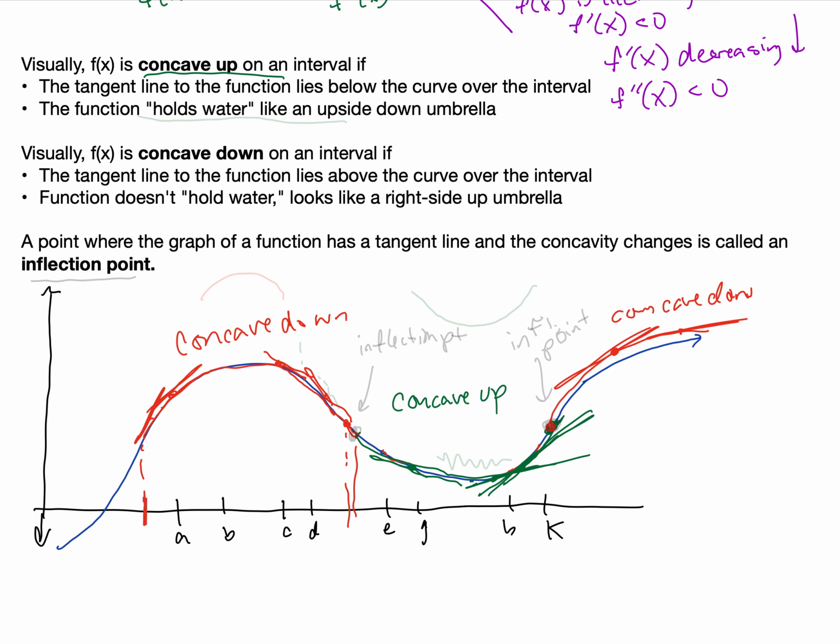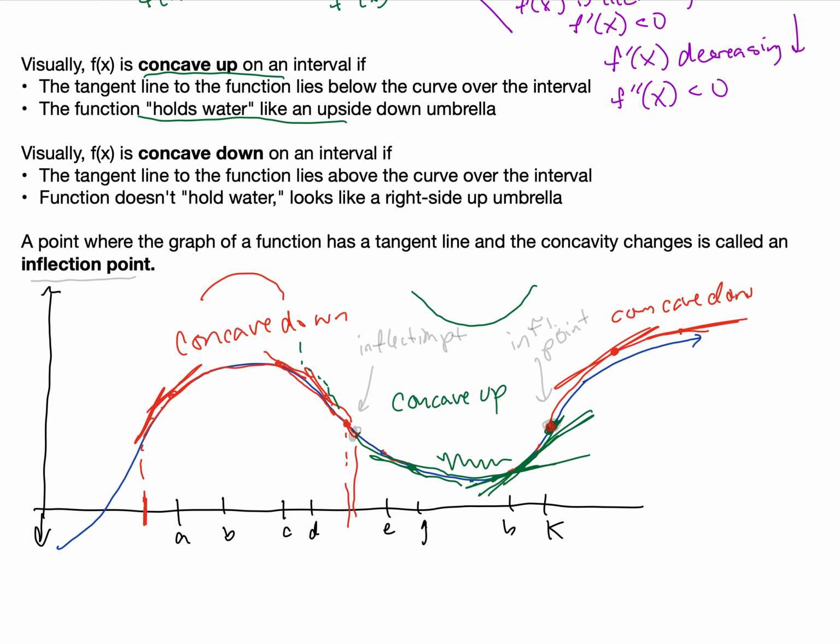Another way I think about concavity is that the function holds water if it's concave up, like an upside down umbrella. So if there was water sitting right here, it would stay in there, it wouldn't leave. Versus if we dripped some water right here, it would roll down. So it's concave down if it does not hold water. It's like a regular umbrella. So concave down, a shape like this, and it's concave up if it's a shape like this, a shape that would hold water, like an upside down umbrella.